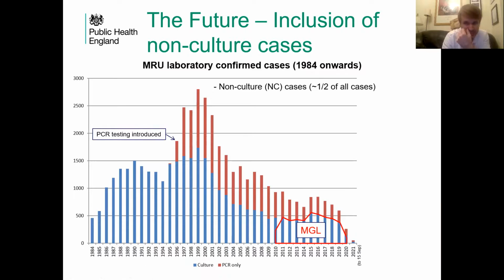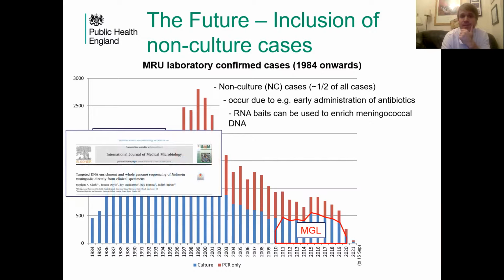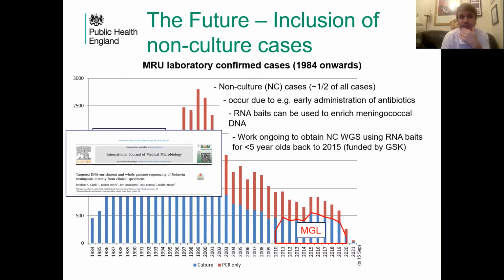We call them non-culture cases, and they account for almost half of all cases, and they occur because of early administration of antibiotics. So the bacteria are no longer alive. We can't culture them, but we can detect them using PCR. And in 2018, Steve Clark from our lab and Judy Brewer's lab found that you can actually remove the meningococcal DNA straight from blood samples and CSF samples using RNA baits, and that you can use this to create genomes.